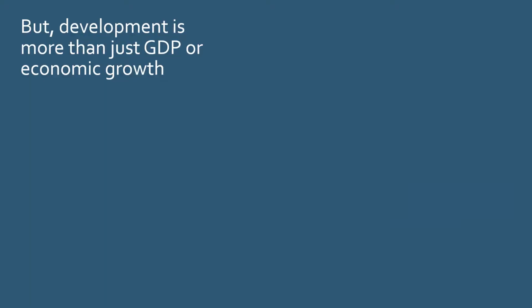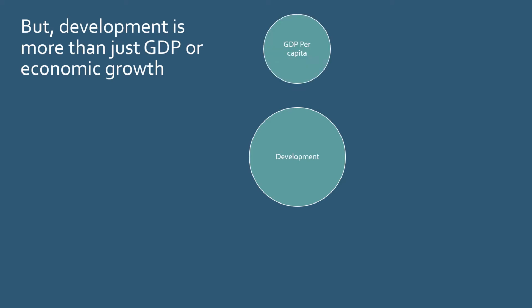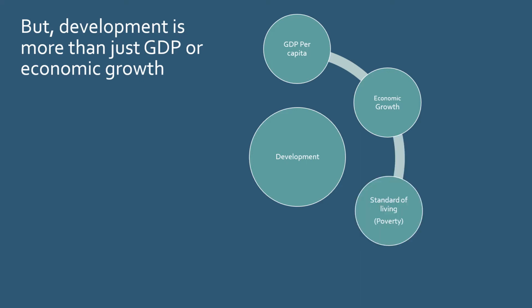But development is more than just GDP or economic growth. It's got a lot of different elements to it. And so we can see from this slide that development does have to do absolutely with the GDP. So the growth in GDP per capita, as we see countries becoming more wealthy, less impoverished, that's what often economists and political scientists are talking about when they talk about development. But there's more than that to development.